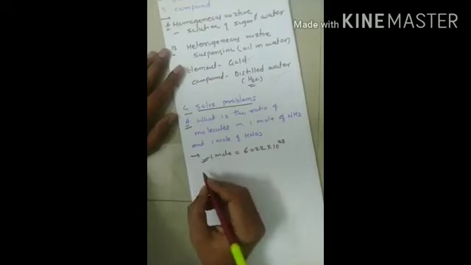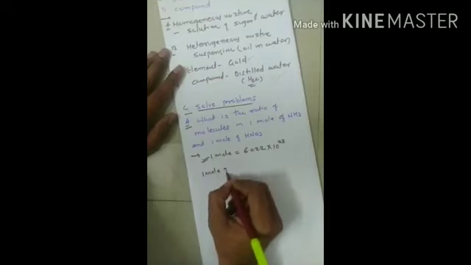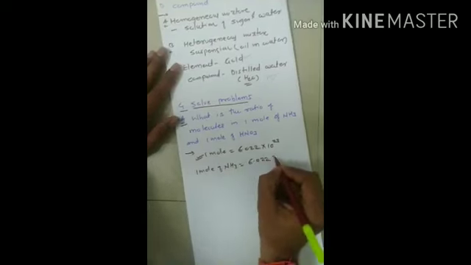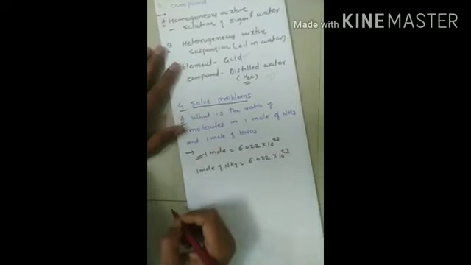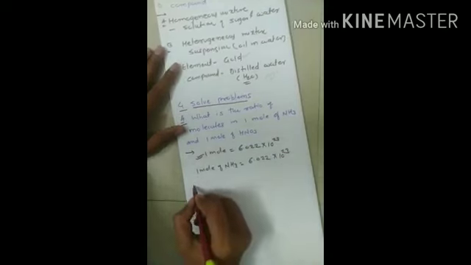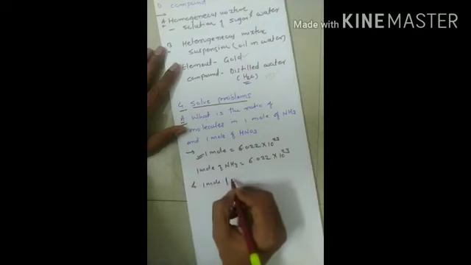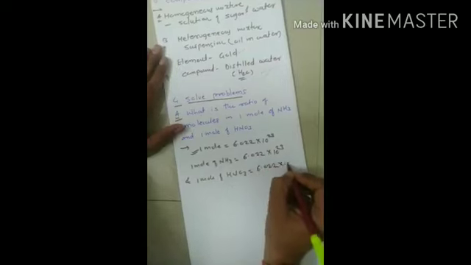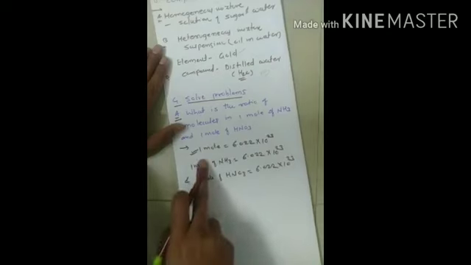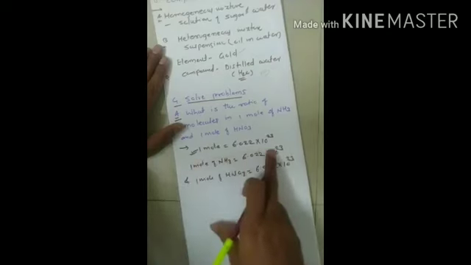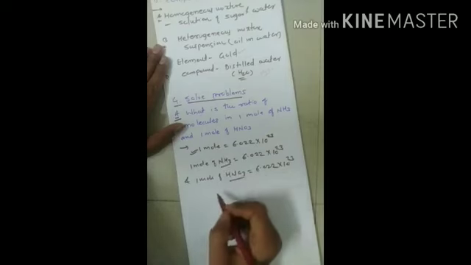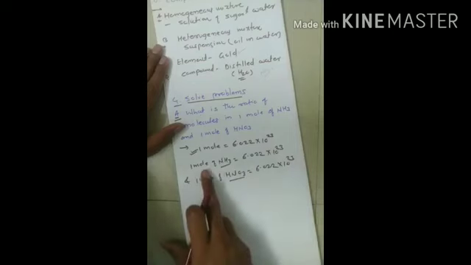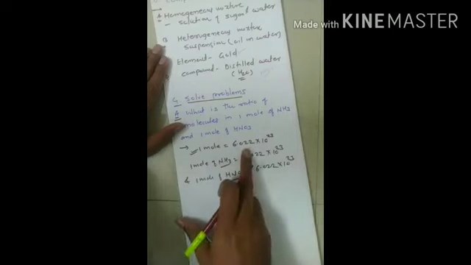Now if I want to calculate 1 mole of NH3, how much should it be? Again it should be the same, 6.022 into 10 raised to 23, isn't it? And similarly for 1 mole of HNO3, it is also equal to 6.022 into 10 raised to 23, because 1 mole of any substance is this much amount of particles. Whether it is NH3, HNO3, H2O, or any compound, when we define 1 mole, this means this much amount of particles.